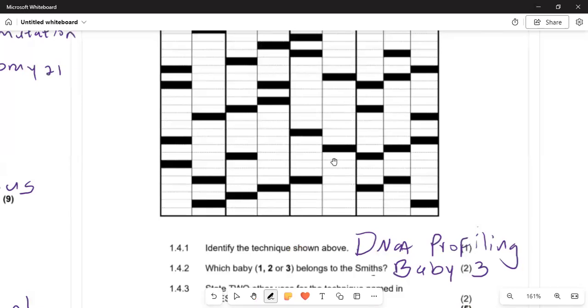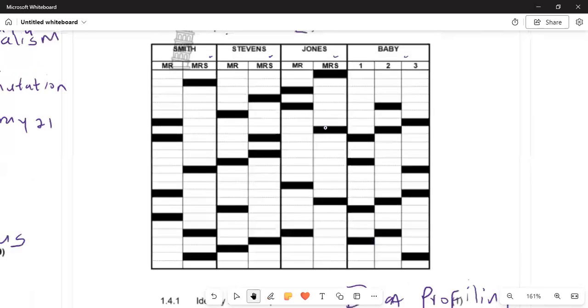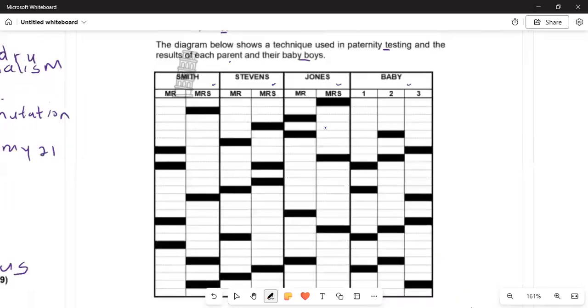Let us check. So how do we check? We go to Smith, and then we can check there for Smith. So this one for Mr. Smith is there, and then baby 3 has a matching code there. And then this one for Mrs. Smith, the baby is having the code there. And this one for Mr. Smith, the baby is having a code. And then this one for Mrs. Smith, the baby is having the code there. So they are derived from that particular parent.